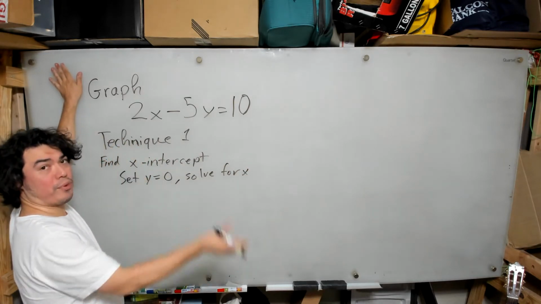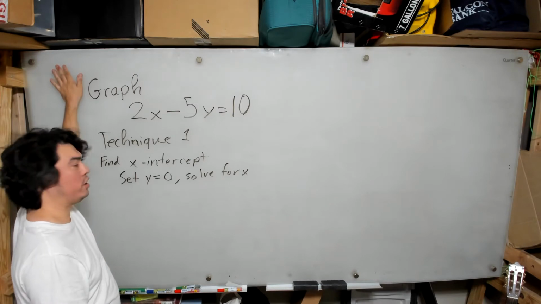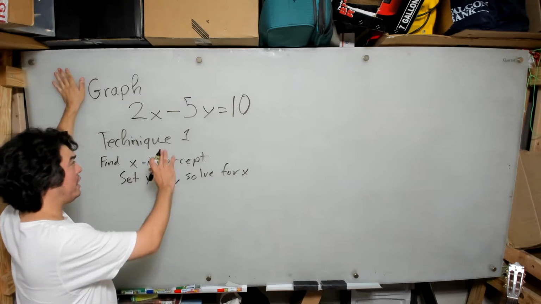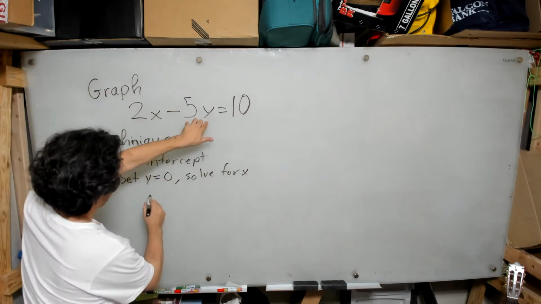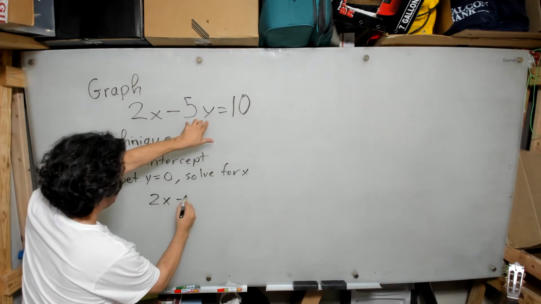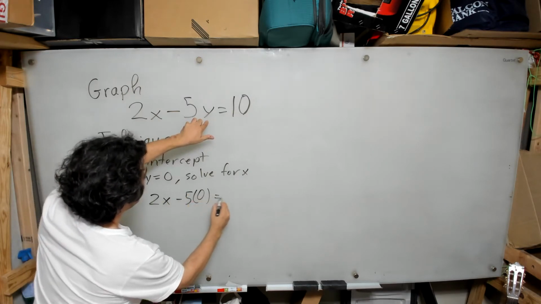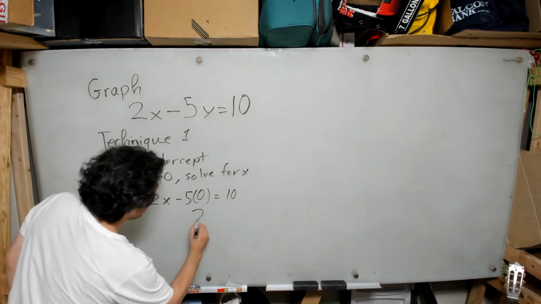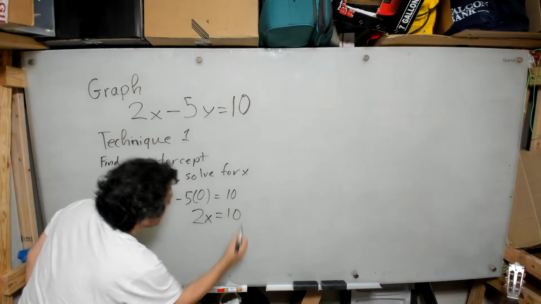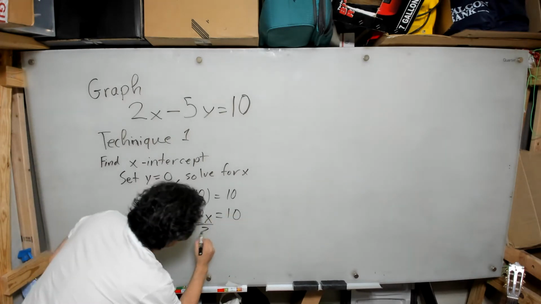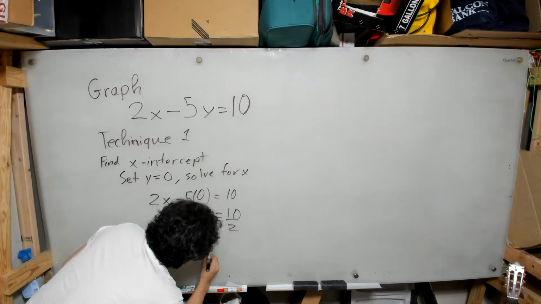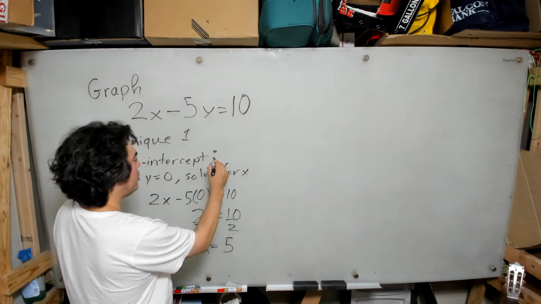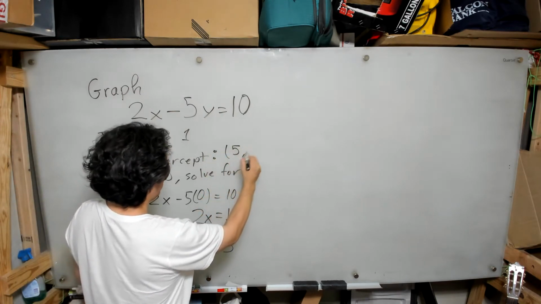This might be something you want to put on an index card. To find the X-intercept of a function, set Y equal to 0, solve for X. In this case, if I set Y equal to 0, this equation becomes 2x minus 5 times 0 equals 10. 5 times 0 is 0, so the left-hand side simplifies to 2x. My right-hand side stays 10. I divide both sides by 2, and I get x is equal to 5. So my X-intercept will be the point (5, 0).